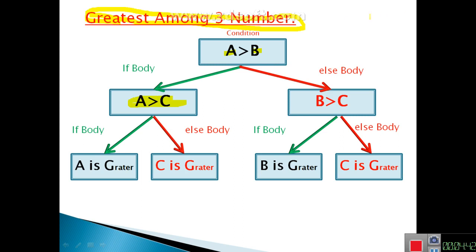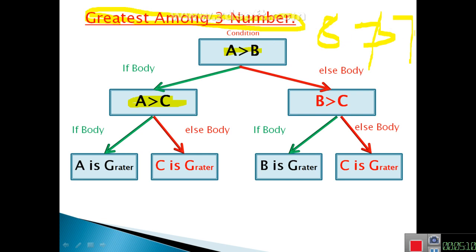Suppose 8, 3 and 7. Initially I am going to check 8 and 3. Which one is greater? 8. So the smaller is 3, and I simply remove the 3. Then I compare 8 with 7. Based on the comparison, I directly say 8. So this is the logic we are using in this program.